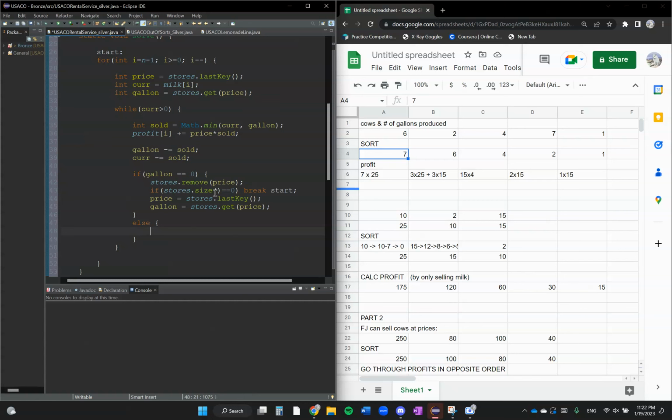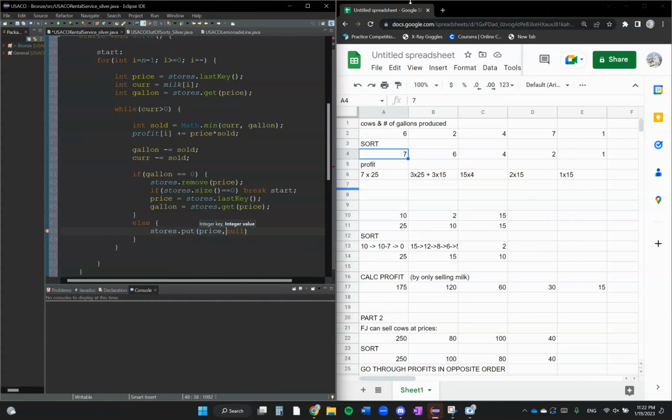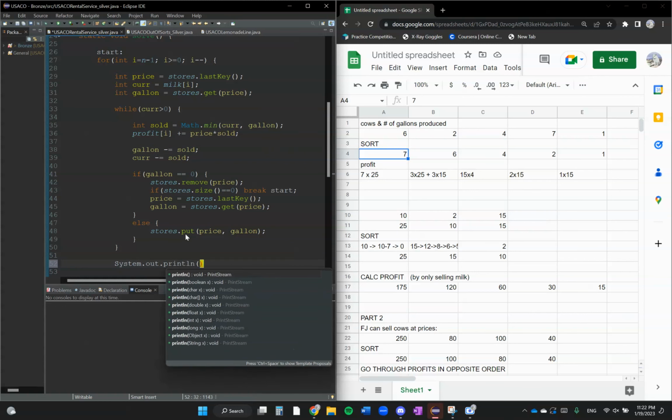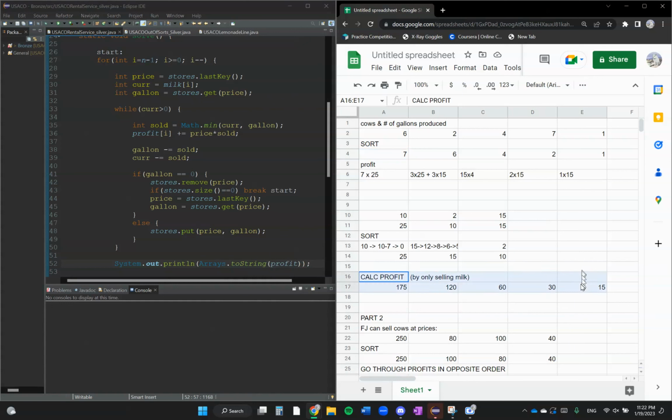So if gallon doesn't equal 0, then we have to subtract the amount of milk that we sold to the store. So stores.put price, and this is going to override the previous value, price and gallon, since gallon is going to have sold subtracted from it. And after this, let's just try printing it out. So system.out.println profit arrays.toString. Make sure that it's been calculated well. And it should be 75, 120, 60, 30, and 15.